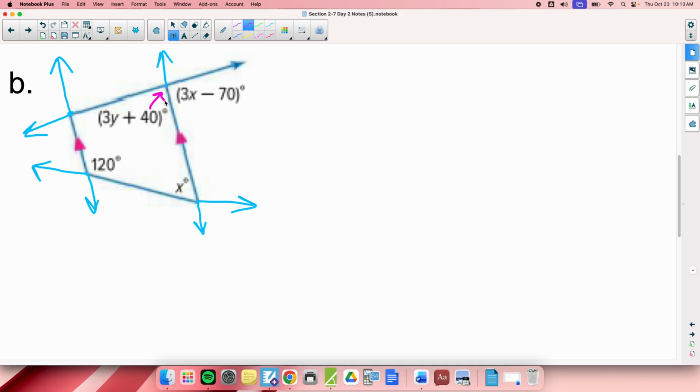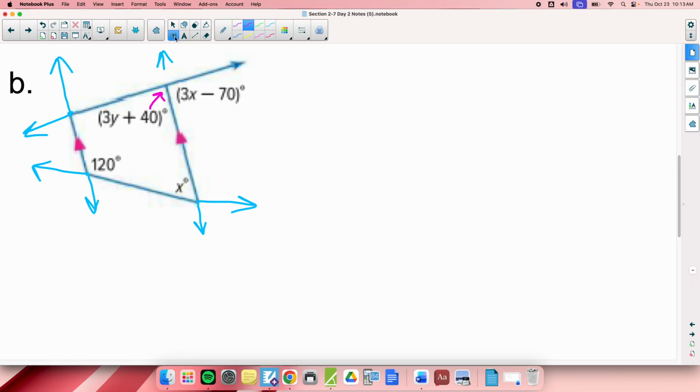Now, this is important to you guys. These two lines right here are parallel. These two lines are not. So when I go to write equations, I can use this as an equation and these together. But I can't use these and these because these two lines are not parallel. Okay?